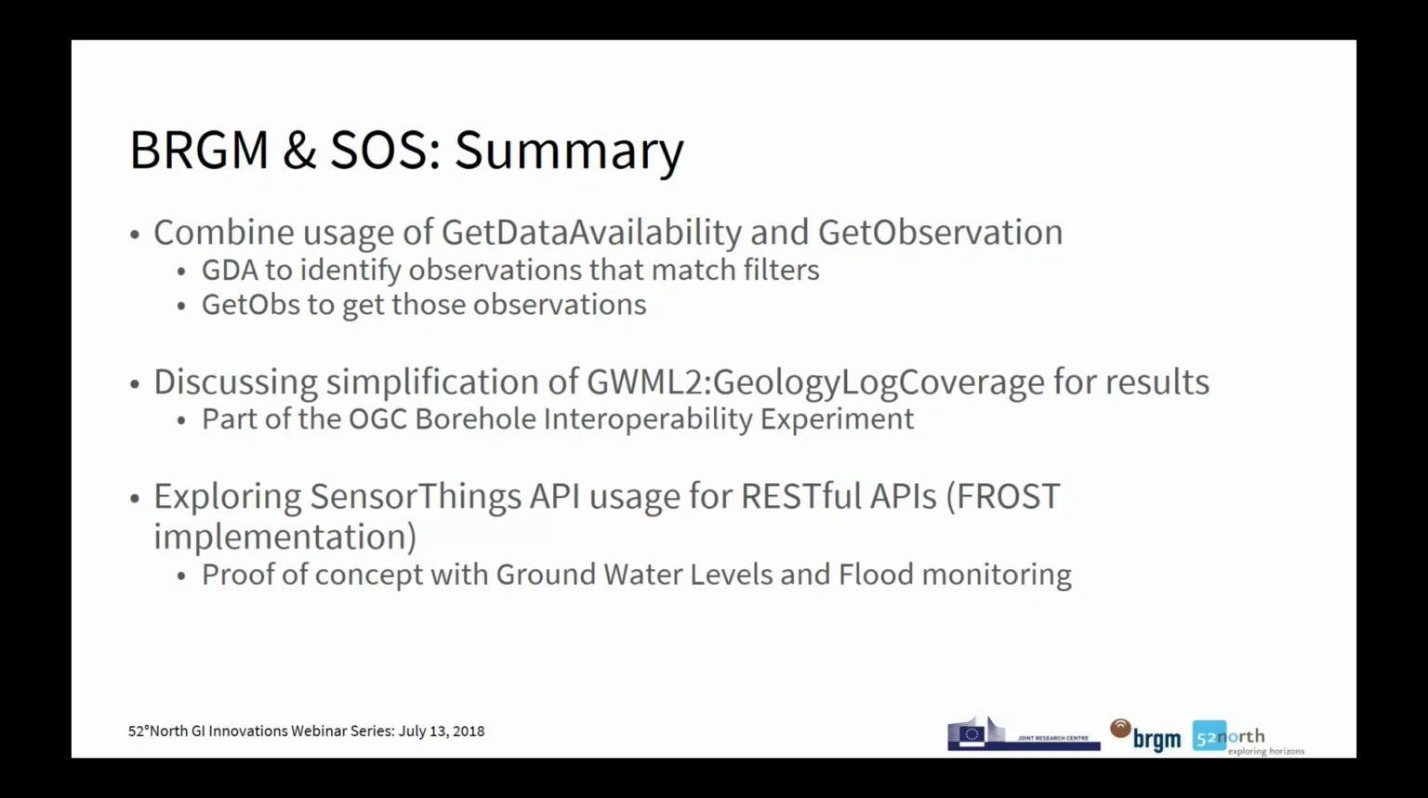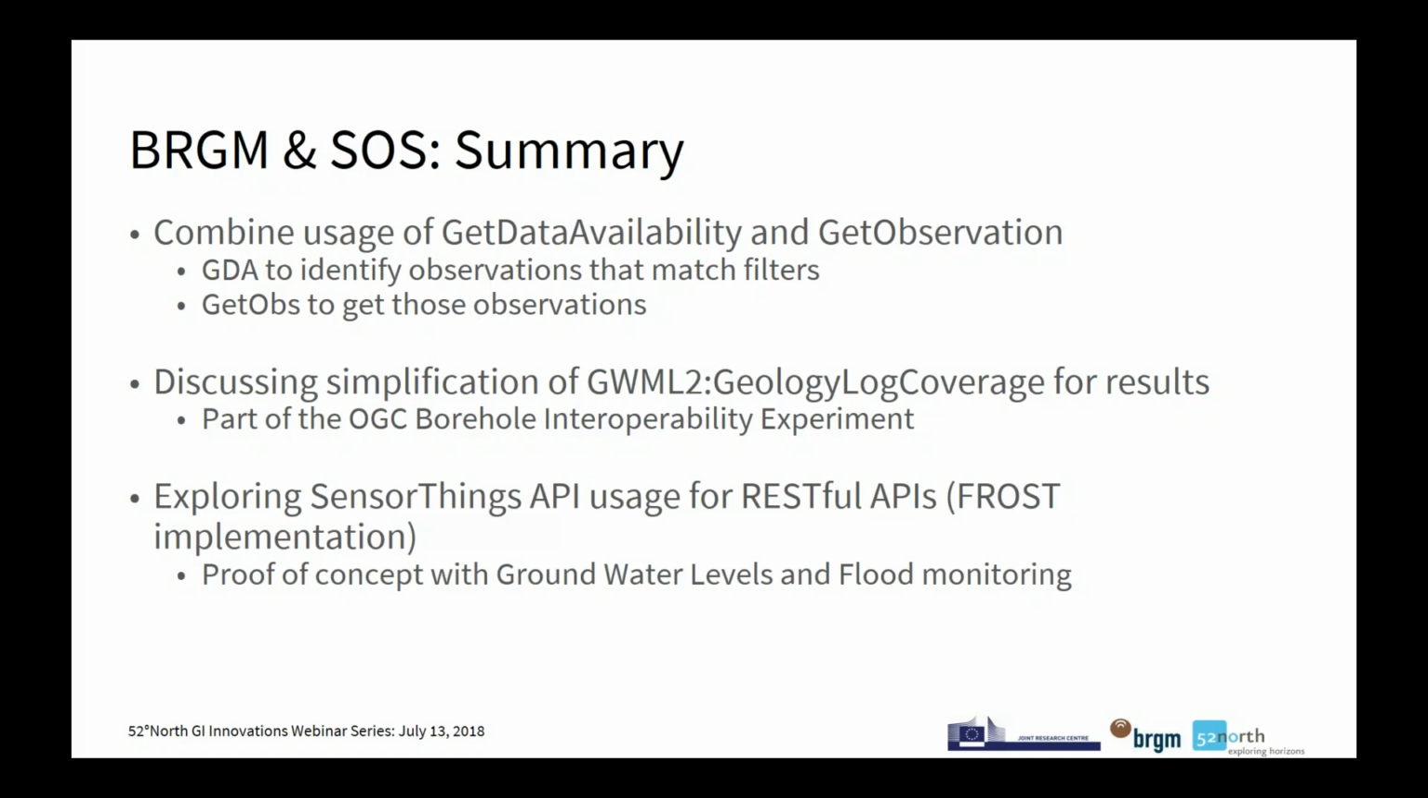We are also discussing simplification of groundwater ML to geologic log coverage for results. Basically, we have a lot of information telling you that from that depth to that depth we have this thing, and then from that depth to that depth we have this other thing. We want to compact it and have a kind of data array. This is something we are working on in the OGC borehole interoperability experiment, in the geoscience domain working group, to have this kind of representation. It would be faster to retrieve the information and to build the representation of it.